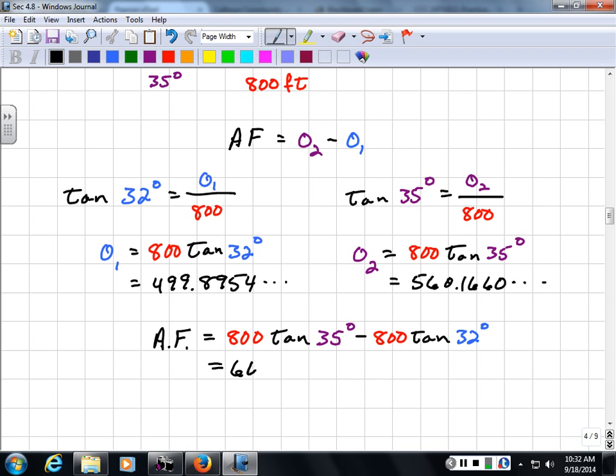I get 60.27, and it keeps going, okay? Which is going to round, and what are we trying to round it to? The nearest tenth. So this is going to be 60.3.